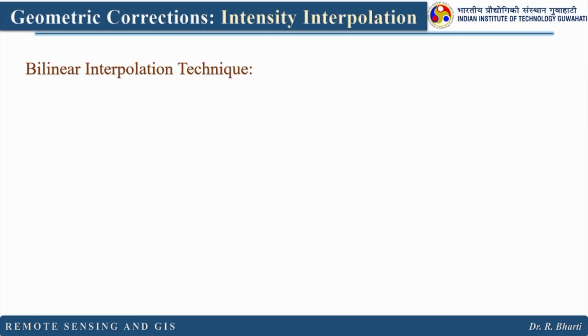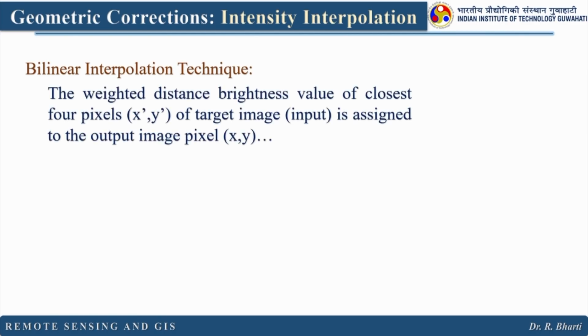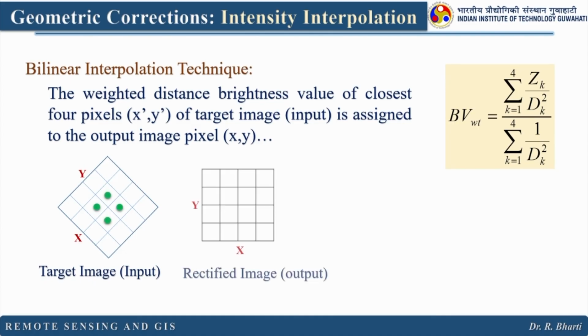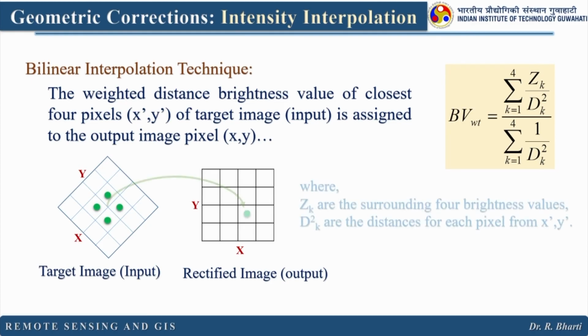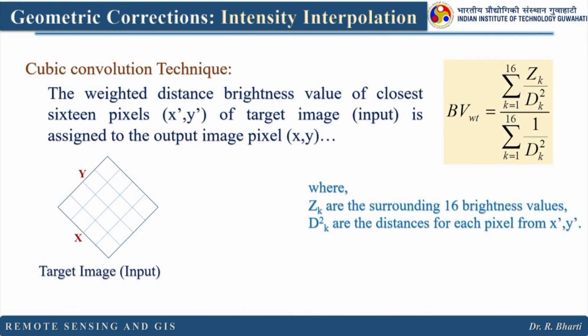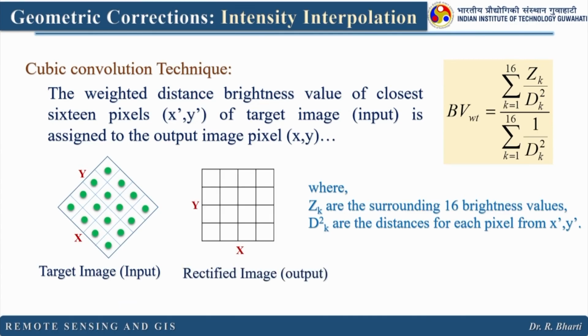In case of bilinear interpolation technique, the weighted distance brightness value of closest 4 pixels of target image is assigned to the output image pixel, right. So, this is very simple. Here you will consider 4 pixels and the weighted distance brightness value will be assigned to this particular pixel, right. In cubic convolution, what is happening? You will be using 16 adjacent pixels and those will be averaged and that will be assigned to this, right. So, this is how we are going to do intensity interpolation.